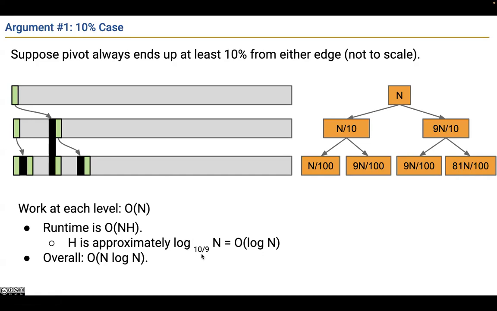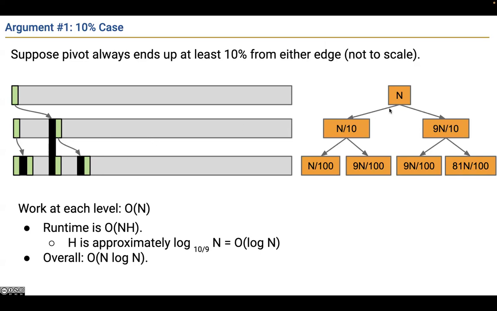The only thing that changed is the base, because instead of the subproblems becoming size 50% each time, they were size 90% each time. And the number of times I have to multiply by 90% before I reach problems of size 1, it's still log n, just with a different base.